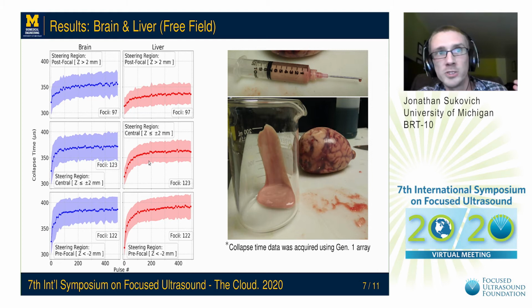And after treatment, you can stick a syringe into the treated volume and extract the emulsified volume. And what you observe is that the volume that you extract from the treated tissue is equal to the volume of the region where the saturation in the collapse time was observed based on the mapped results.